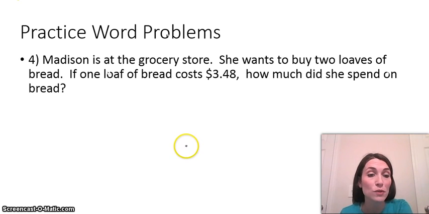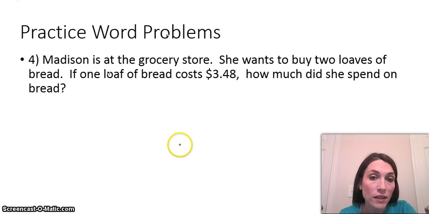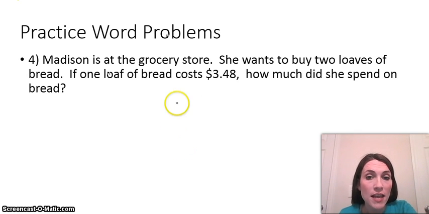And this is a practice word problem. Madison is at the grocery store. She wants to buy 2 loaves of bread. If one loaf of bread cost $3.48, how much did she spend on bread? Now, take a look at this. Remember that when we work with decimals, that's like working with money. So in this practice word problem, the decimal is actually shown as a dollar amount. Go ahead and try this problem on your own. Press play when you're ready to check it with me.